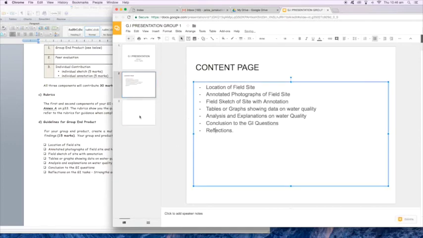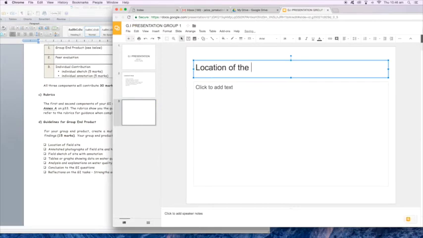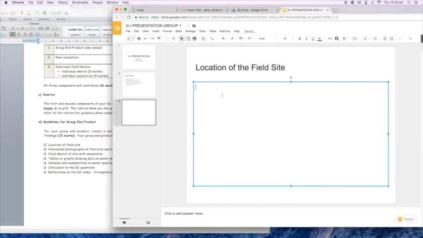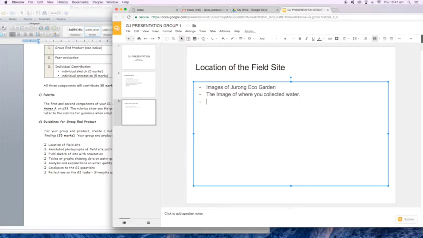Alright, so you have your content page out. For example, put your location on the side. You want to have images of Jurong Eco Garden, and the image of the site where you collected the water, for example. You can put it all in here. Preferably also you can add in, since you did the exercise about, remember this one?